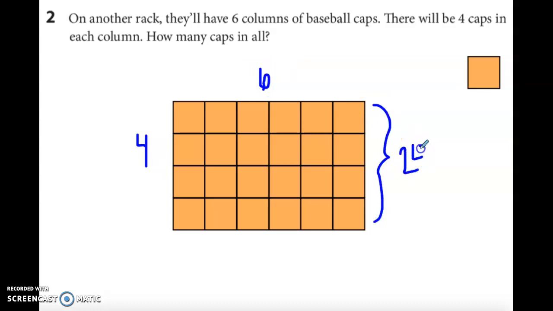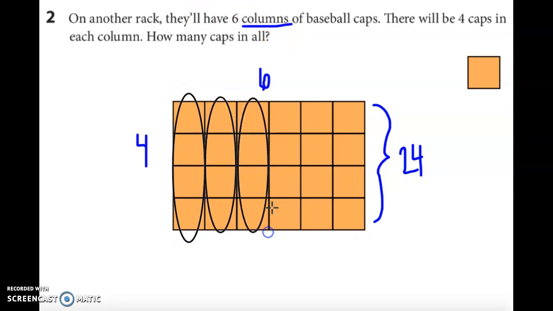So we know how many in all? 24. But this time, the difference is we're talking about columns of caps first, and then how many caps will be in each column. So this time, instead of talking about rows and how many hats were in each row, or baseballs were in each row, we're talking about 6 columns and how many hats were in each column. So we're being a little bit picky this time, and we are talking specifically about 6 columns with 4 caps in each column. So how would we write this equation if we're talking about 6 columns of 4 caps?